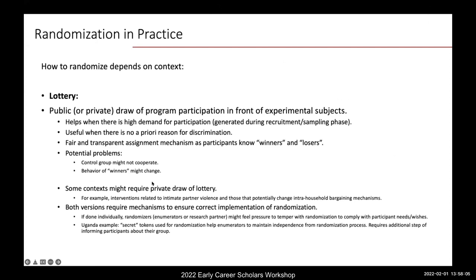Okay, so both versions require mechanisms to ensure the correct implementation of randomization. So, for example, if you randomize individually, then your randomizers, which might be your enumerators or research partners, might feel pressured to tamper with randomization to comply with participants' needs or wishes. So what we did in a research project in Uganda, for example, was to use secret tokens to help the enumerators to maintain independence, but that requires additional steps of informing participants about their group afterwards.